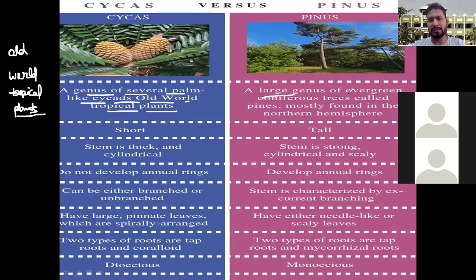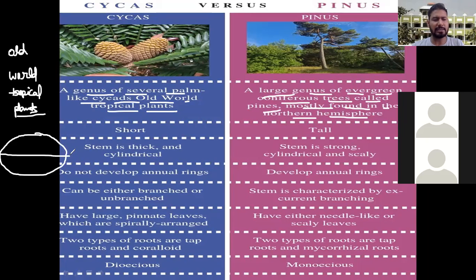A large genus of evergreen coniferous trees called pines, mostly found in the northern hemisphere. What is the northern hemisphere? If you have seen the globe, it has this structure. This structure is known as the equator. This will be the north, and this will be the south. So northern hemisphere means pines are generally found in this region. Pines means Pinus.